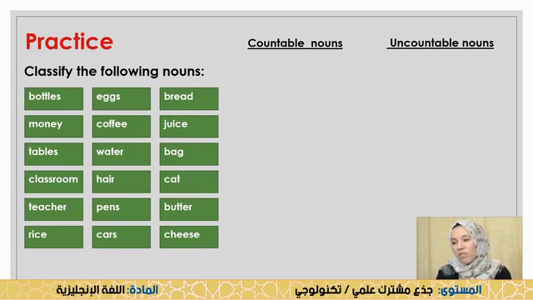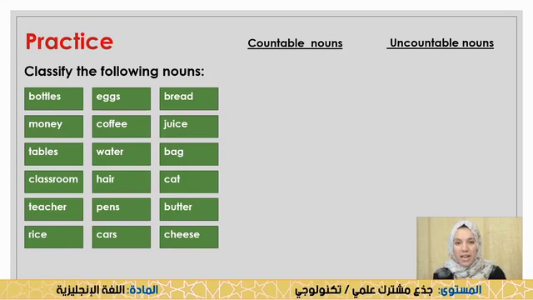So the nouns that we have got here in this exercise are the following: bottles, money, tables, classroom, teacher, rice, eggs, coffee, water, hair, pens, cars, bread, juice, bag, cat, butter, and cheese. So I'll give you some time to do the exercise and to classify the nouns given.